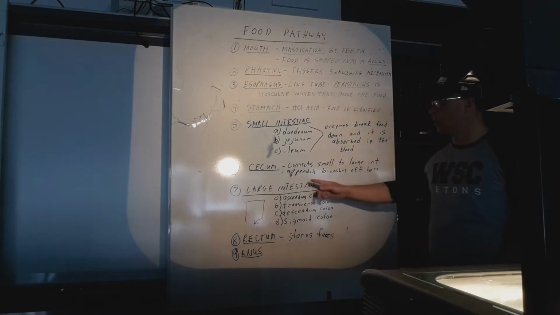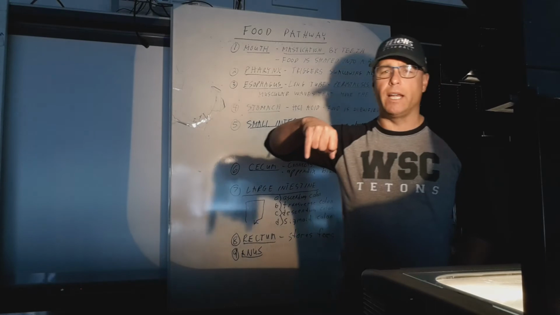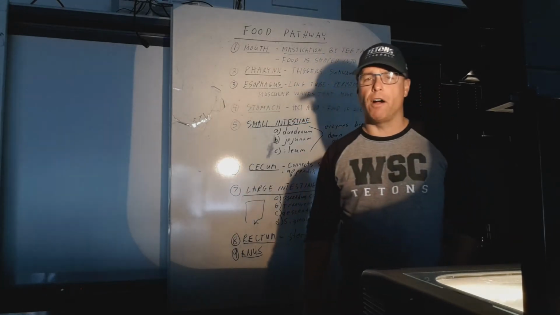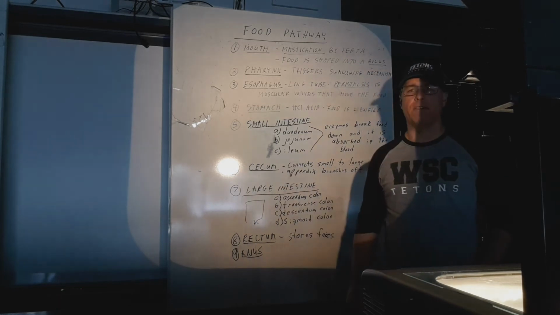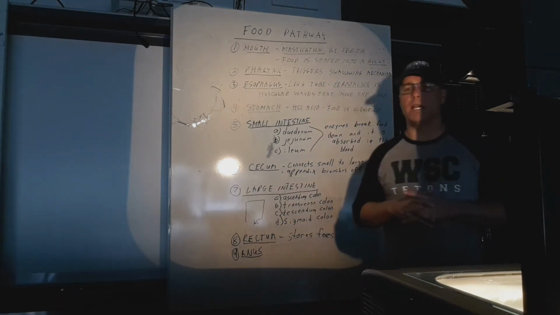From there, there's a little connector called the cecum. That's where the appendix kind of lays off. The appendix is kind of like the size of your pinky. It doesn't have any function, but if it gets infected, you have to get it out, called appendicitis. The cecum connects to the large intestine.